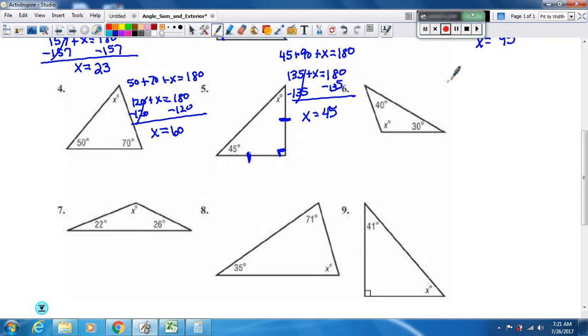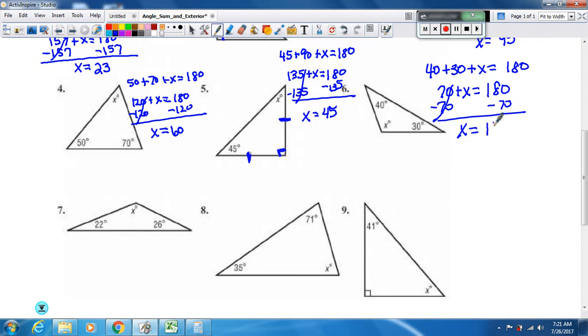Okay, the next one is 40, 30, and X. Three angles have to add up to 180 inside a triangle. So 70 plus X equals 180. Subtract out 70. So 180 take away 70 is 110. So X equals 110.